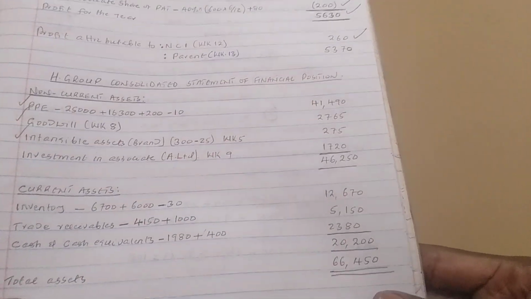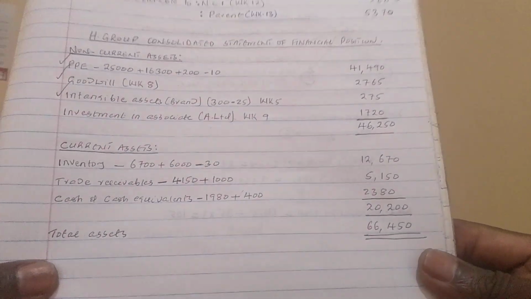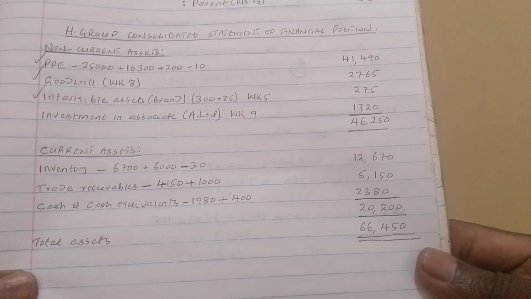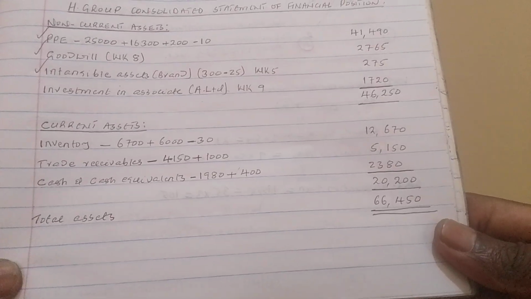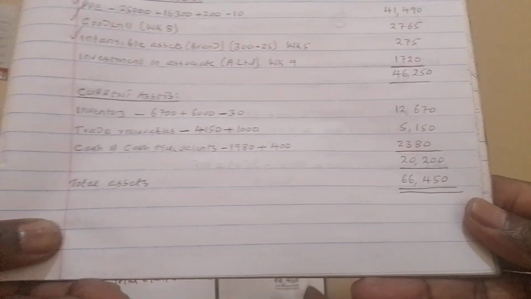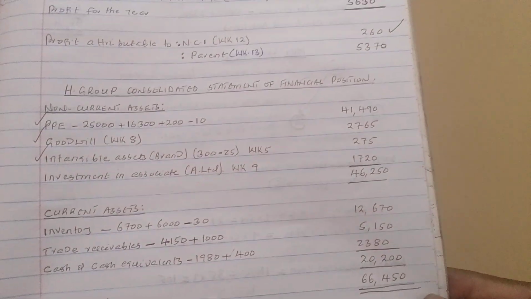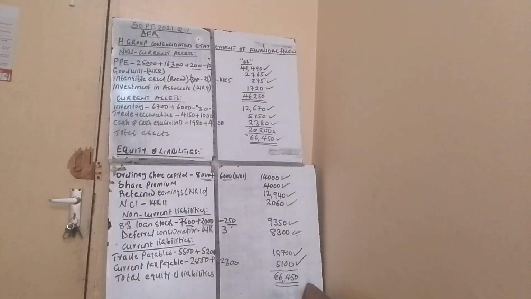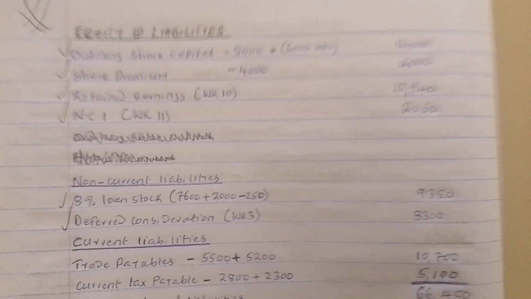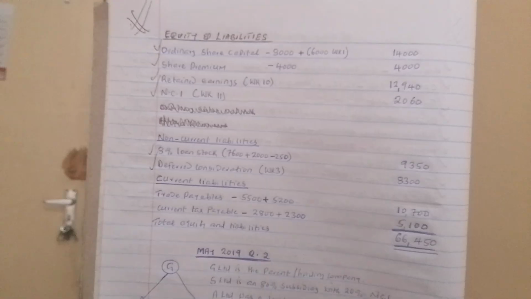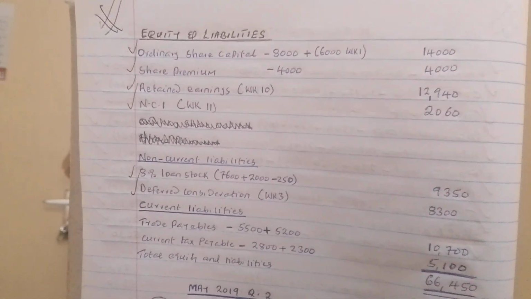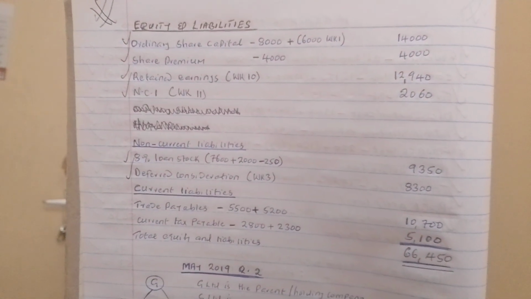Then the group consolidated statement of financial position, we have explained that right now. Your property, plant and equipment, your goodwill, intangible asset, investment in associates, current assets are there. You have the total assets of 66,450. This continues on the other page. And we have something like that. So that is how we have done our question.